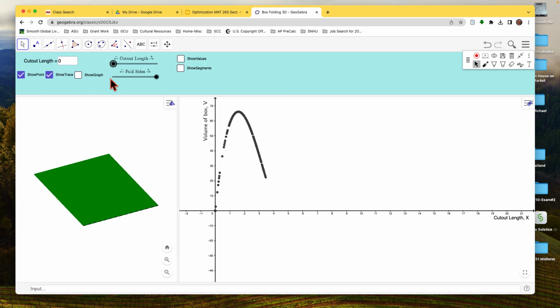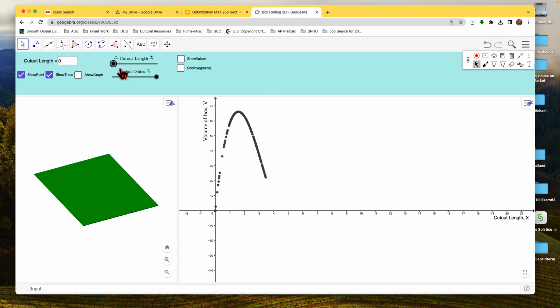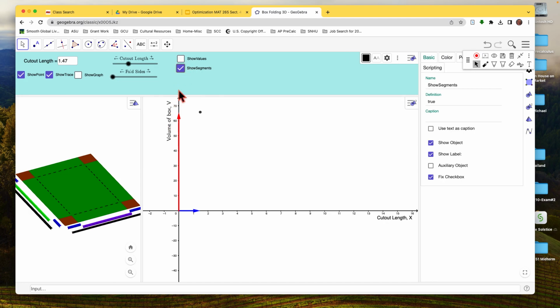So this is a little bit of exploration, to understand what we're getting at, what we're doing. And now let's come back. That's just what this slide's about. This is what we're doing. We're going to cut out the corners. Let me back up. Come back to this. So as I make the cuts, let me not fold it. Let's leave it unfolded. Show the segments.